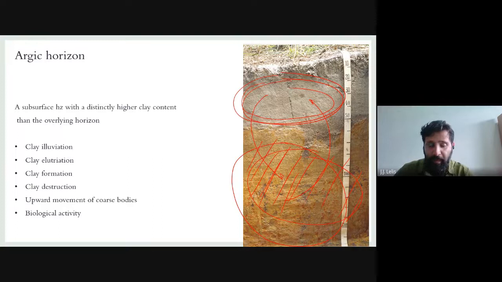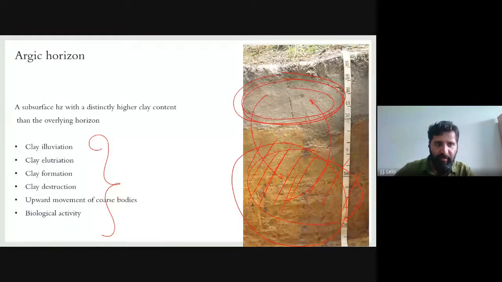Okay? And of course, we can see more than one of these processes at the same time. We can see the clay eluviation and illuviation at the same time, or we can see the clay formation and eluviation at the same time. We don't need to follow just one of these options. We can see all of them acting at the same time. Okay?